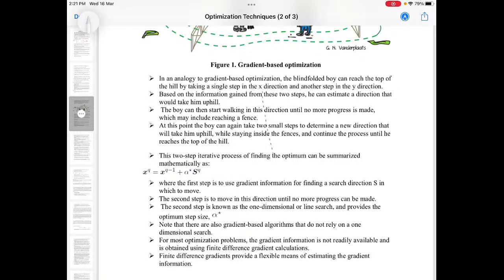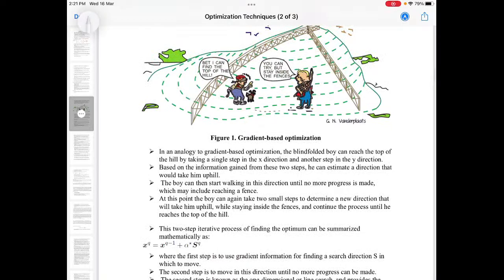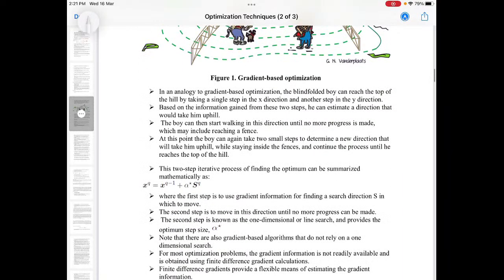One is that the boy is moving in the x direction, this is one step, and second is that the boy is moving in the y direction, this is another step. And from these two steps he gains some information, and using these two steps he can estimate a direction that would take him up the hill.